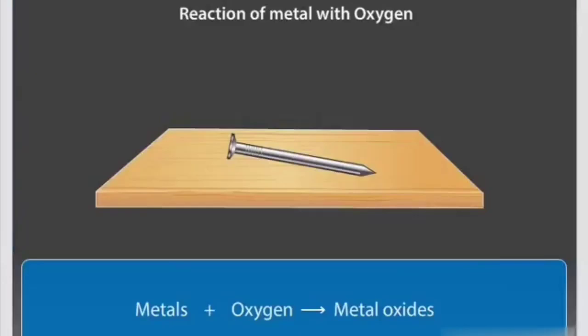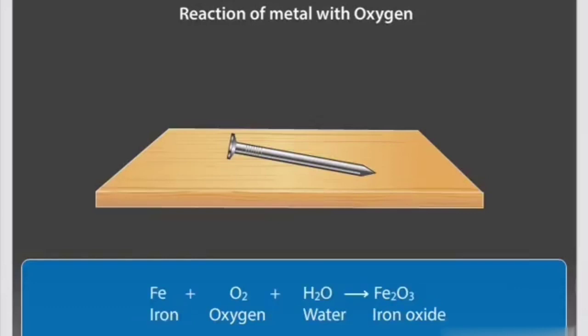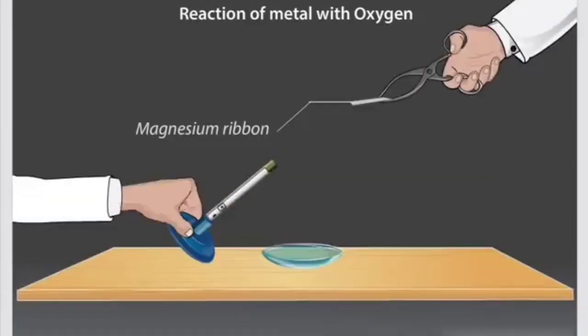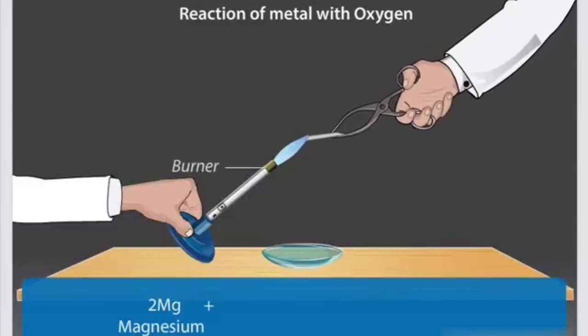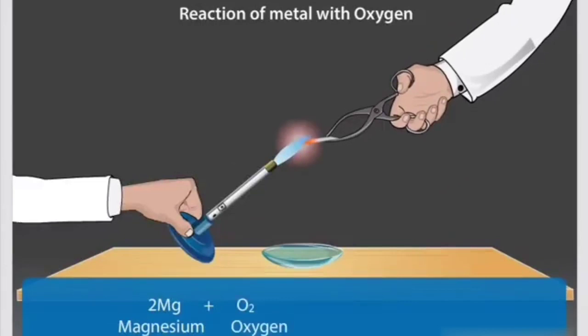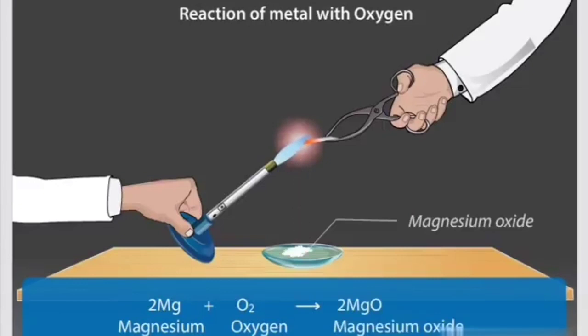When metals react with oxygen, they form basic metal oxides. You know that during rusting, iron reacts with oxygen in the air to form iron oxide. This iron oxide formed is called rust. Similarly, when magnesium ribbon is burned in the presence of oxygen, it forms a white color ash called magnesium oxide.